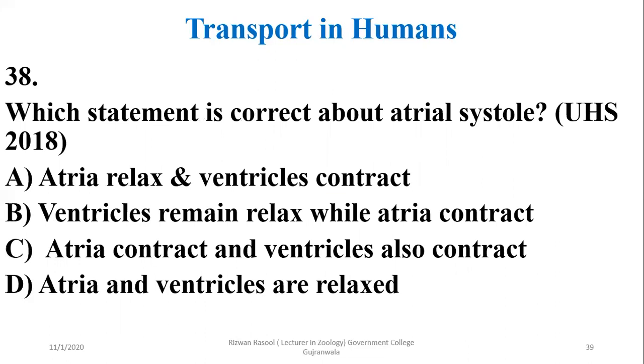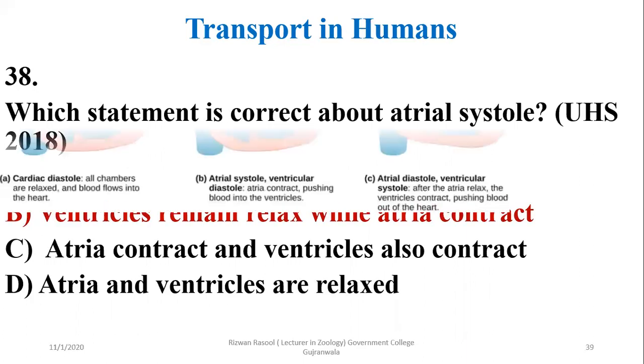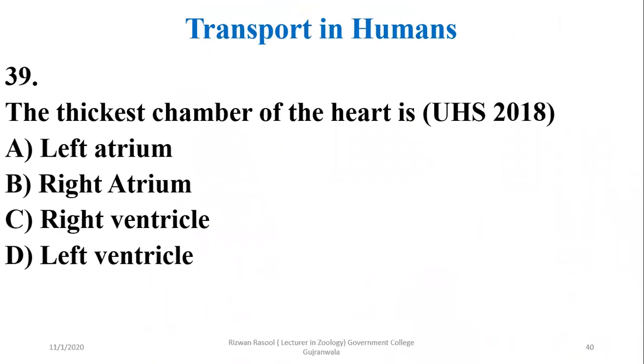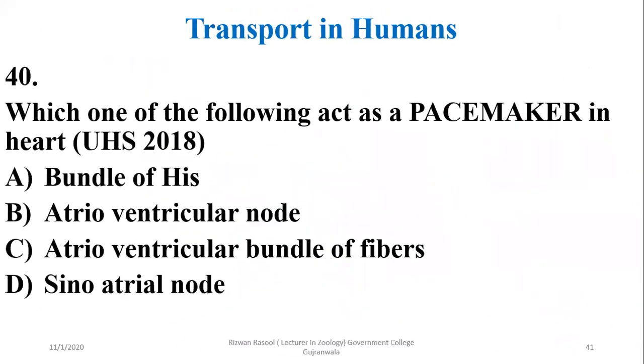38. Which statement is correct about atrial systole? During atrial systole, atria contract and ventricles relax. So right option is beta. And the duration for atrial systole is 0.1 second, as you can see in the second diagram. The thickest chamber of the heart is the left ventricle, and it pushes the blood towards aorta and then towards the body parts.